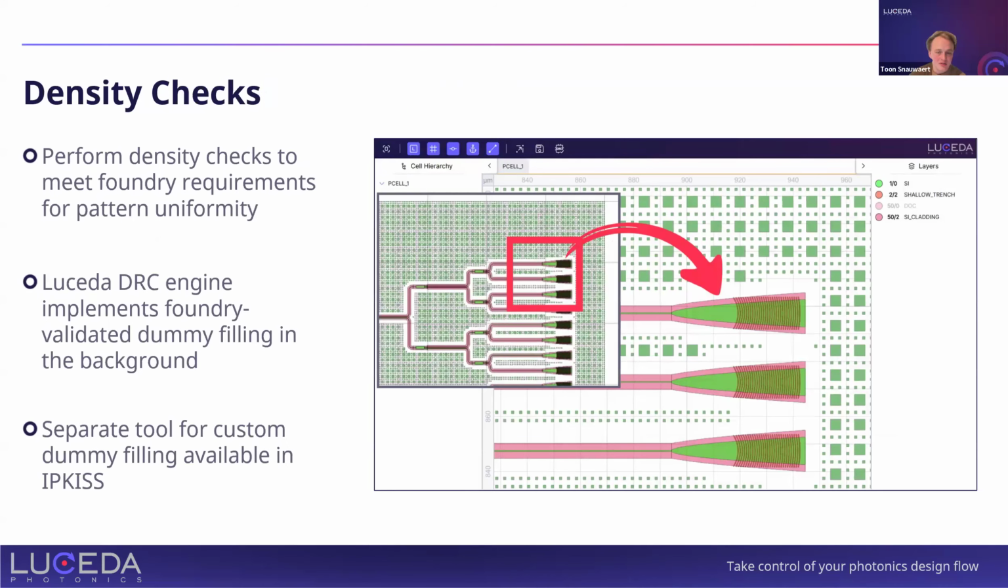Another thing is that with our DRC engine, you can perform density checks in order to meet the foundry requirements for pattern uniformity. And what our engine does is it already implements dummy filling in the background, and this dummy filling will be foundry validated, and it will be based on values from the PDK. So a designer does not need to worry about dummy filling. And if a designer wants to do some custom dummy filling himself, we also have a tool available for that in IPKISS.